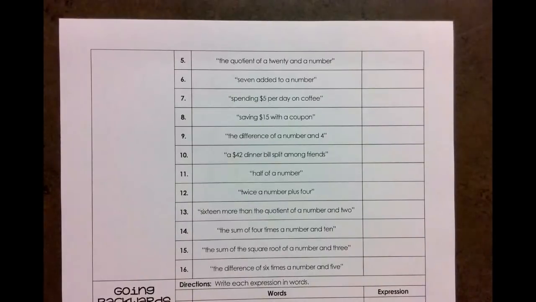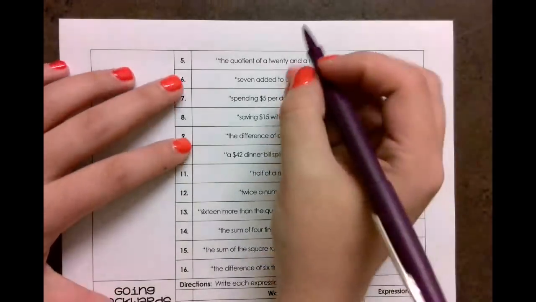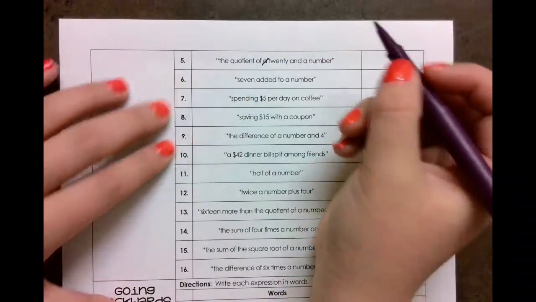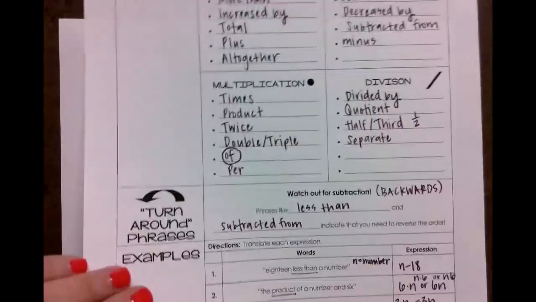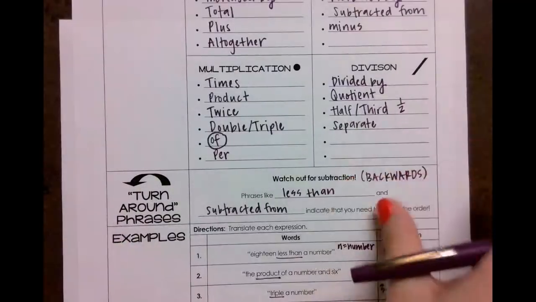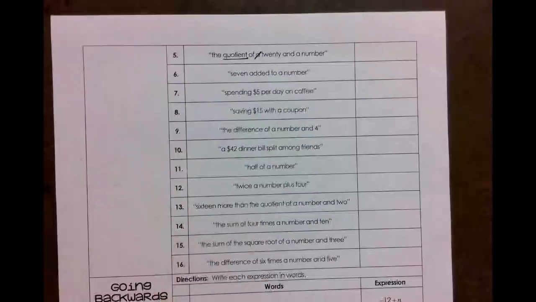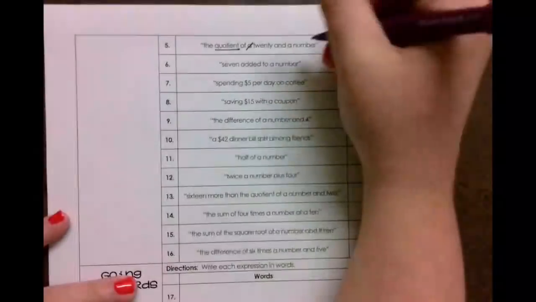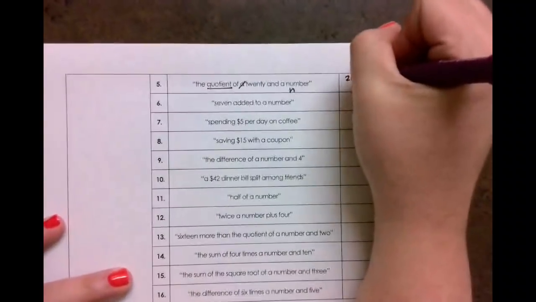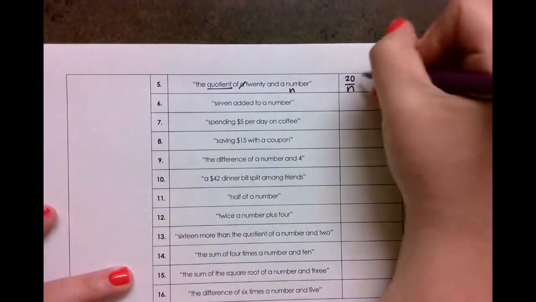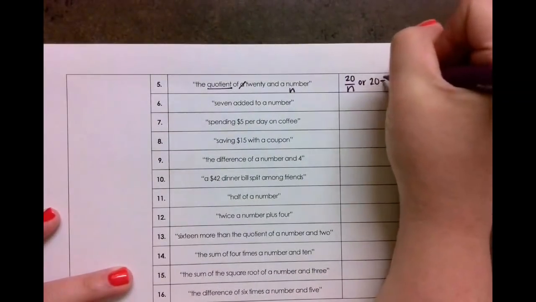Alright, so the quotient of 20 and a number, that's a typo, of 20 and a number. If I look back at the front page, quotient is under division, so I know that I'm dividing 20 and a number. Remember, n is a number. So if I'm dividing 20 by a number, that's 20 divided by n.